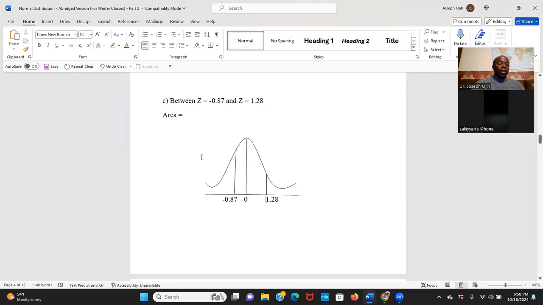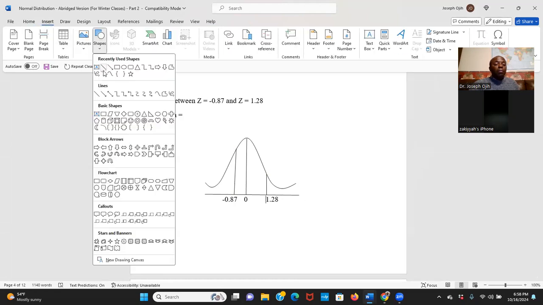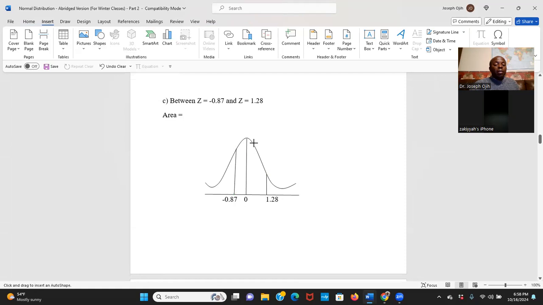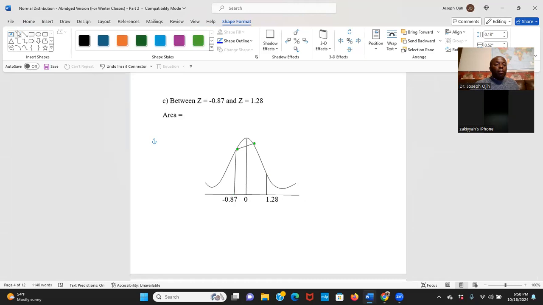Okay. But now you say between them. Say to shade between them, the area. We're looking for the area between these two numbers. So that means you gotta shade between them. So you know the area you're looking for. See, you're shading between them.